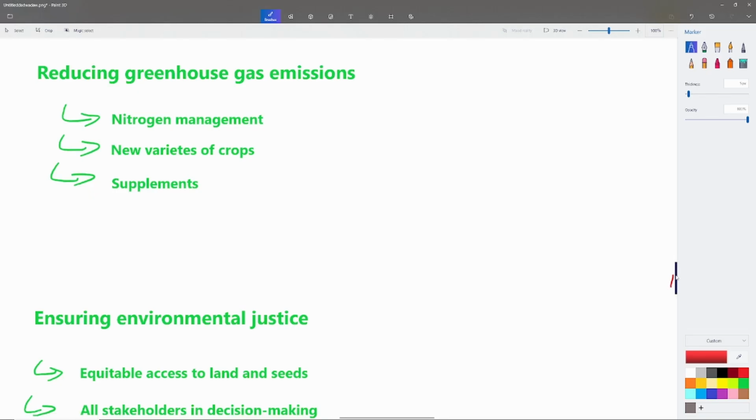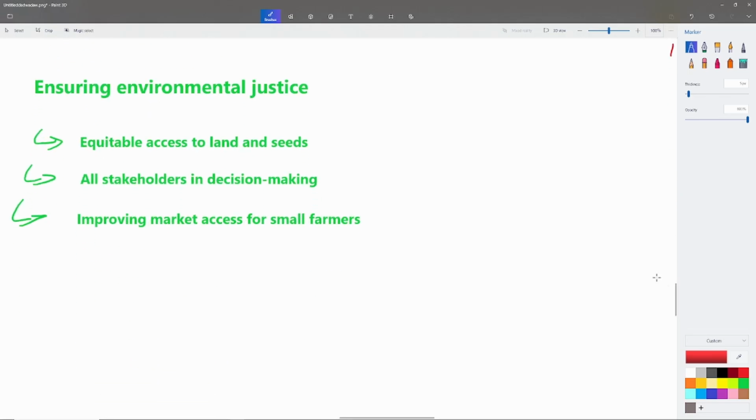So ensuring environmental justice is actually a very important topic in ESS as well. So how can we do this in order to actually sustain the environment as well? Of course, we have to have equitable access to land and seeds, meaning that farmers have a lot of different options to produce and actually produce in a way that helps the world and helps the environment as well.